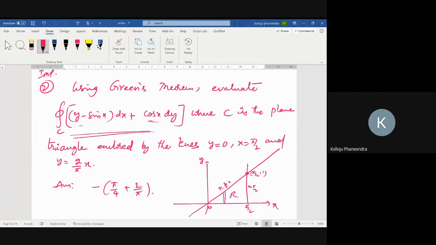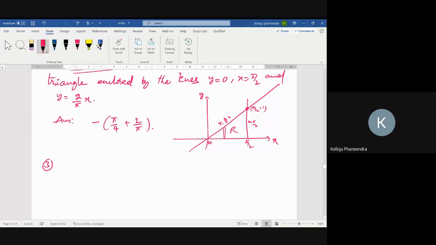Nagakshita, are you there? Yes, sir. You solve these assignment problems and post it in the group. Okay, sir. Step by step. Okay, don't cut the steps.